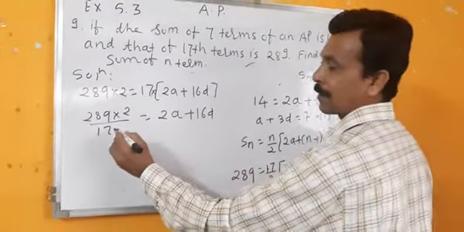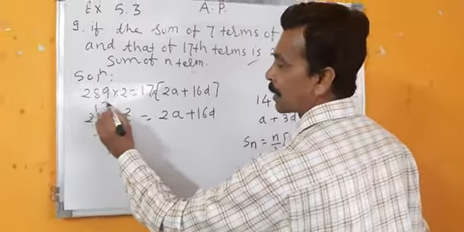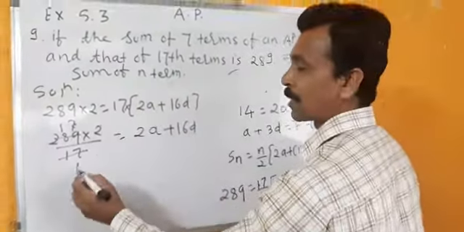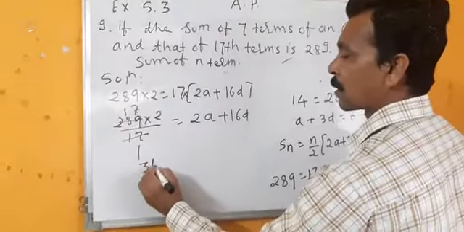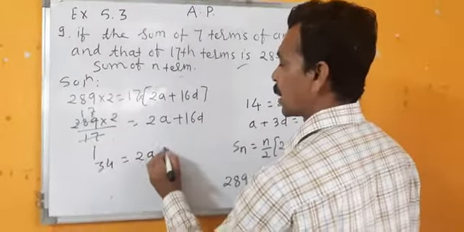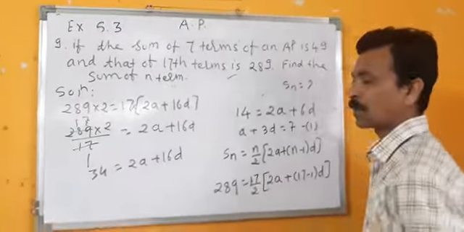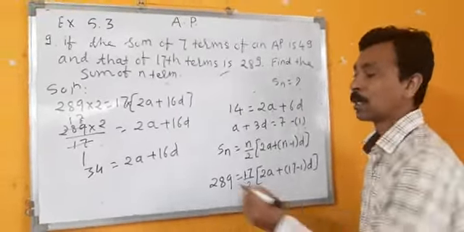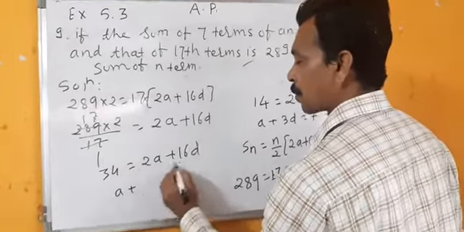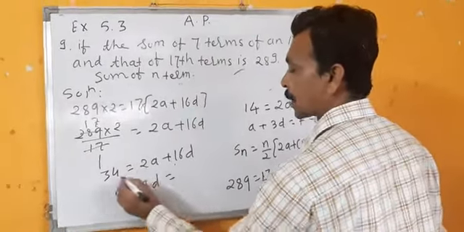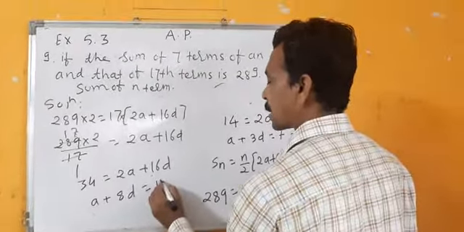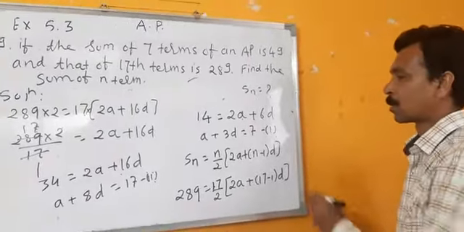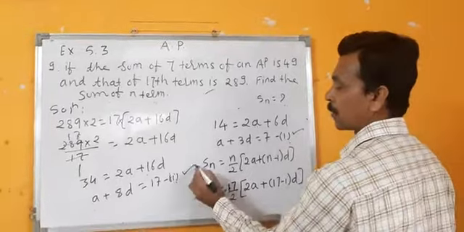Divide 289 by 17, 17 times 17 is 289. So what is left in the numerator? 17 twos are 34, which is equal to 2a plus 16d. Again this equation can be reduced by dividing the whole equation by 2. It becomes a plus 8d is equal to 34 by 2, which is 17. This is equation number 2, and this is equation number 1.